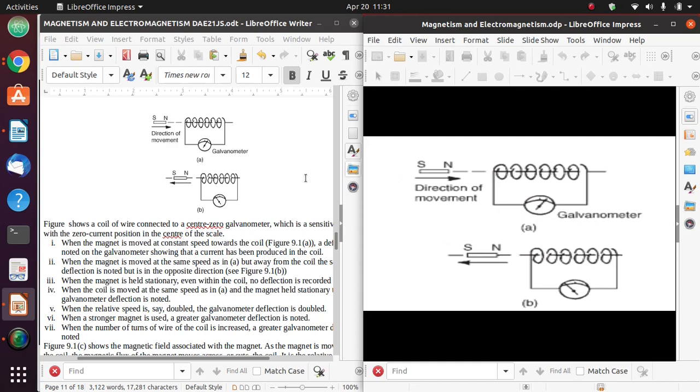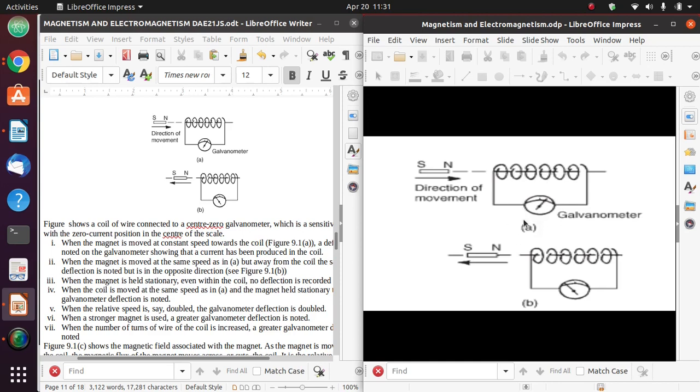Now, if I move this magnet at a higher speed, then this deflection will be higher, which indicates that if I increase the relative motion between the magnetic field and the conductor, then I can be able to increase my induced current.